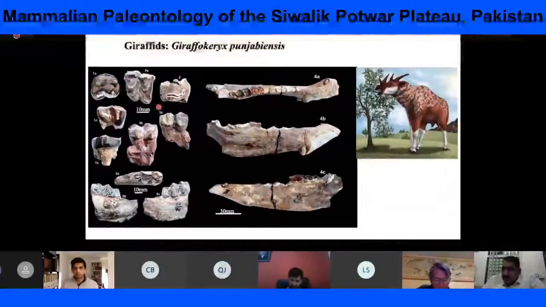The collection consisted of skull, cranial fragments, mandibular fragments, and many isolated teeth from the Nagri Formation of the Middle Siwaliks, as well as the Chinji Formation of the Lower Siwaliks. Giraffokeryx is a primitive species and is considered an ancestral species to giraffe.